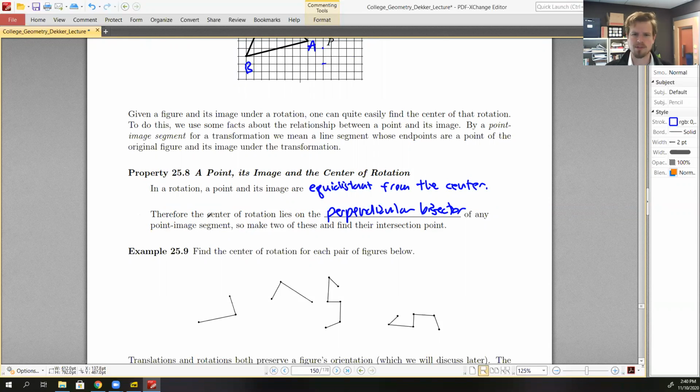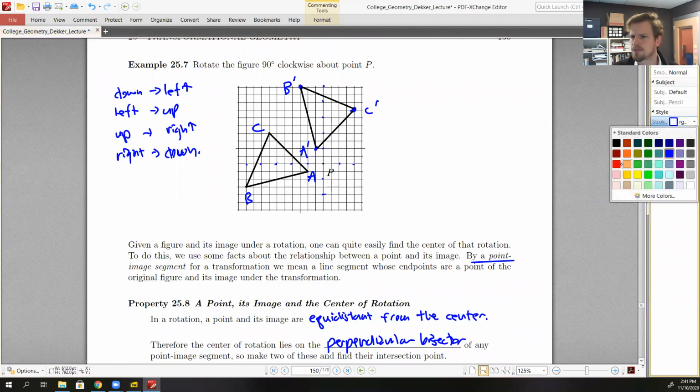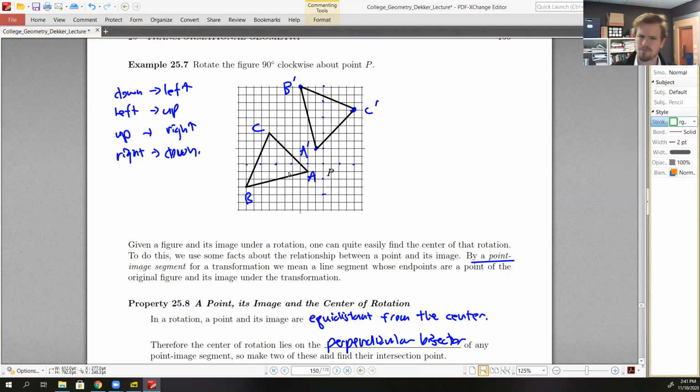So when I say point image segment, let's see here. Well, they say it up here. By point image segment for a transformation, we mean a line segment whose endpoints are a point of the original figure and its image under the transformation. So, for example, the line connecting A to A prime is a point image segment. The line connecting B to B prime is a point image segment. Okay.